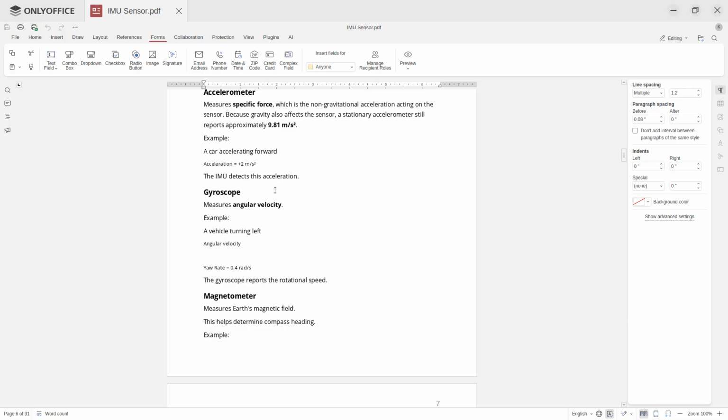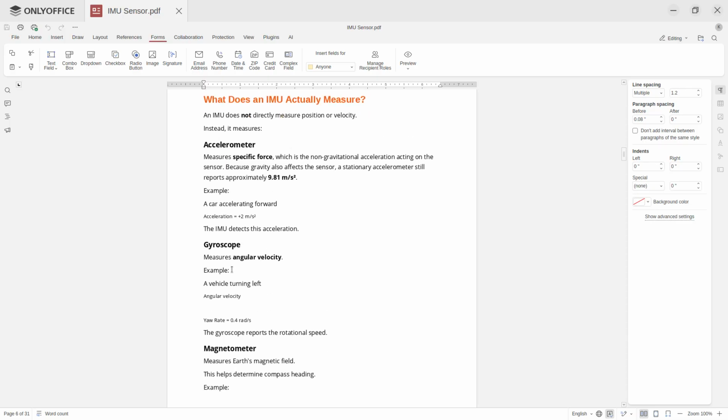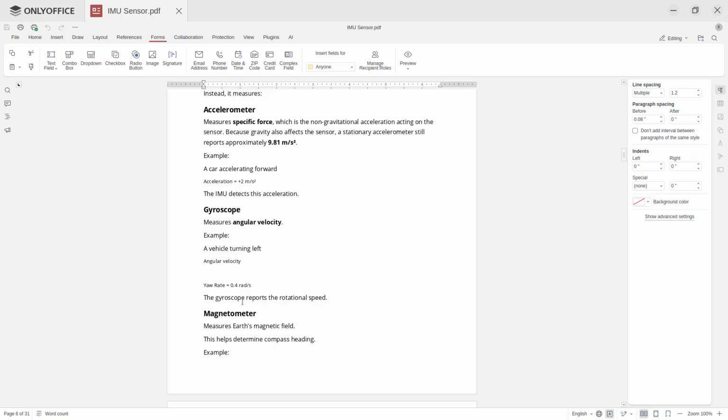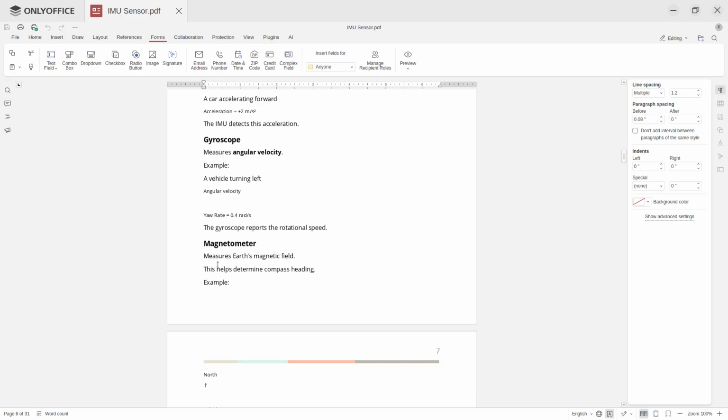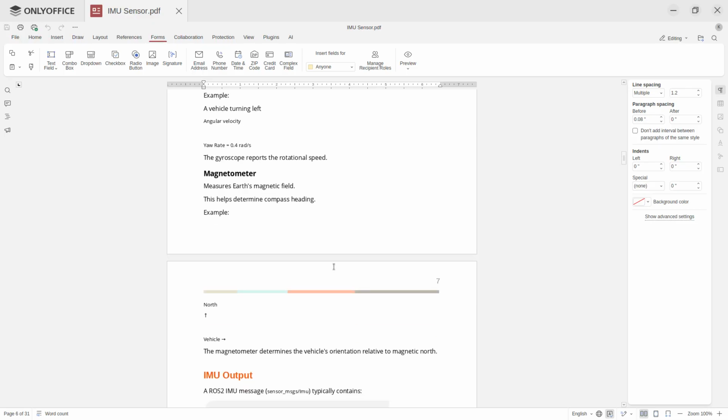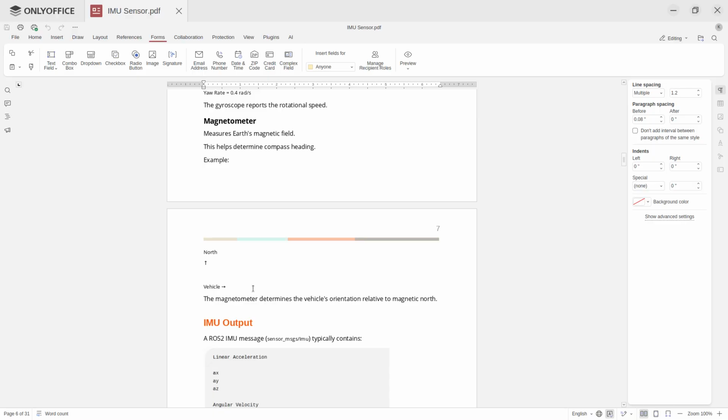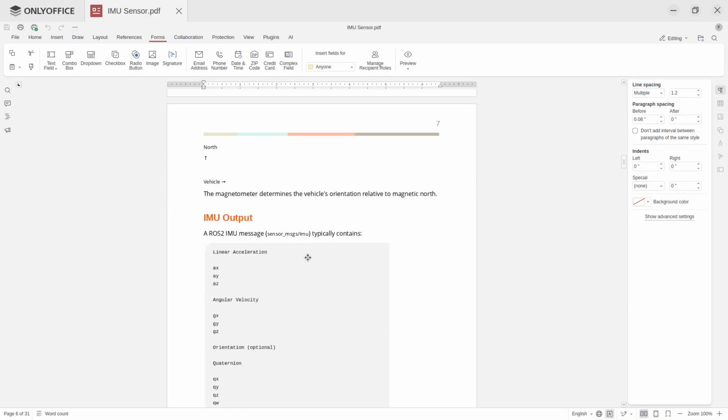Now the gyroscope. The IMU also has a gyroscope. It measures angular velocity. Example: vehicle turning left, angular velocity, yaw rate, is equal to 0.4 radian per second. So the gyroscope reports this rotational speed. Next, the magnetometer measures Earth's magnetic field. This helps determine compass heading. Example: the vehicle is moving in this direction and north is in this direction. The magnetometer determines the vehicle's orientation relative to magnetic north. That is what it does.